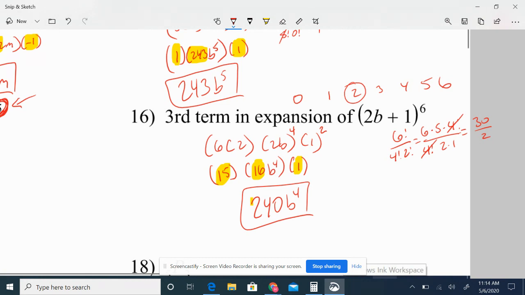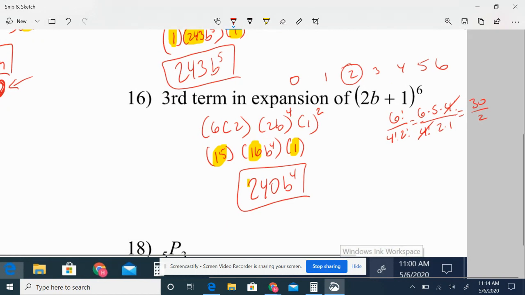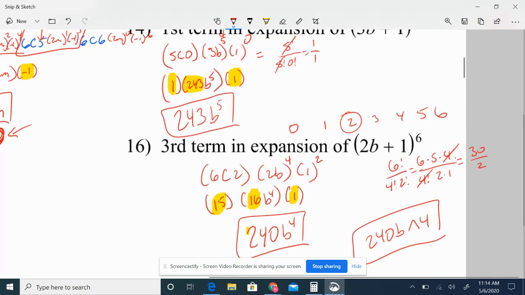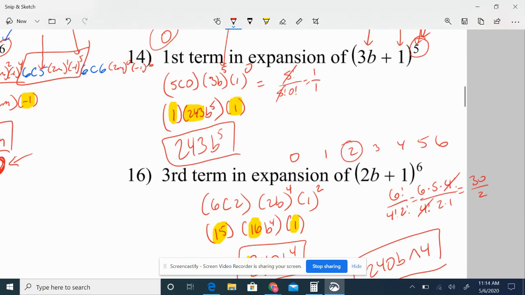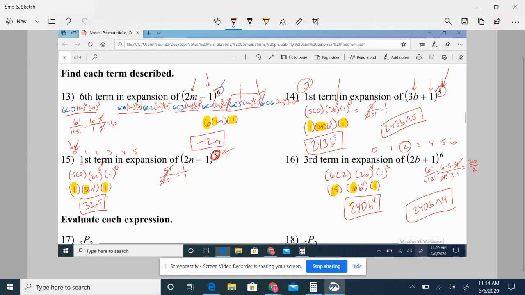You guys know how to type in exponents. We use the little caret thing. So when I'm typing this, I'm asking for 240b to the 4th. That question number 14, I would type that as 243b to the 5th. Right? Use the little caret for exponents.